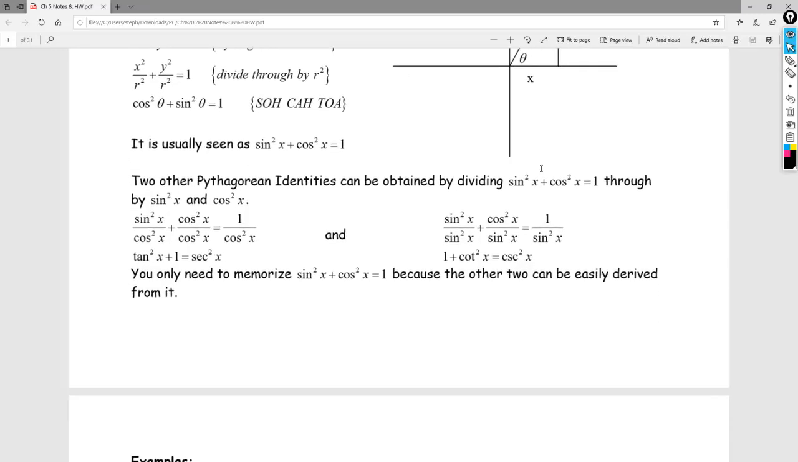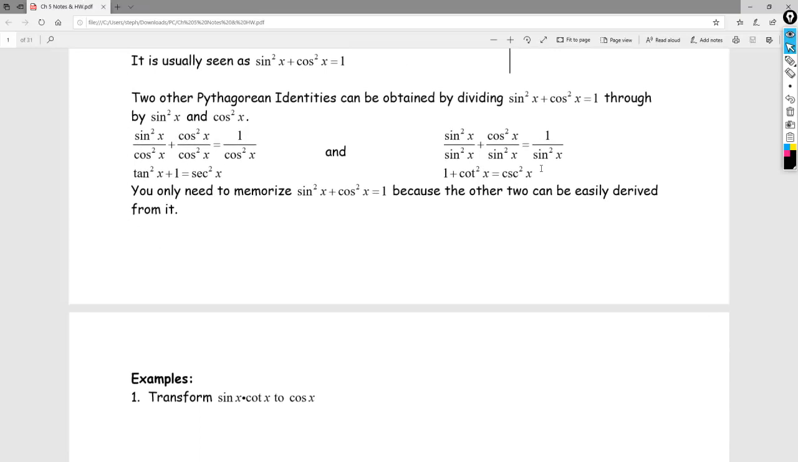Now, if I divide my Pythagorean identity by either sine squared or cosine squared, I end up with two different forms of the same Pythagorean identity involving tangent and secant, and cotangent and cosecant. Now these don't really have to be memorized because you can obtain them extremely easily just by dividing. Honestly, I never memorize them, but they're good to know.